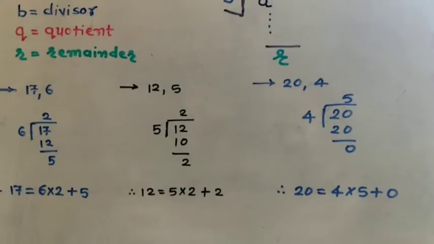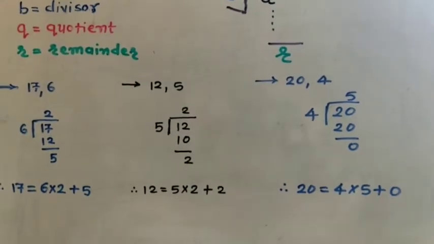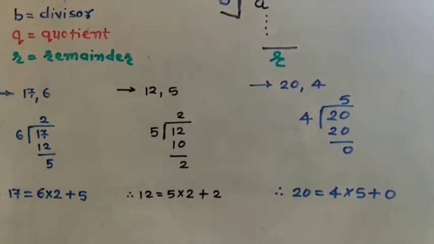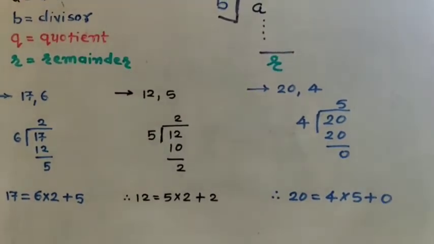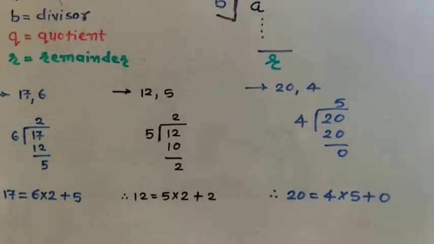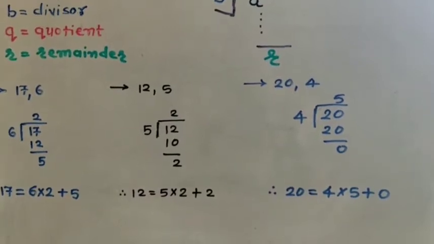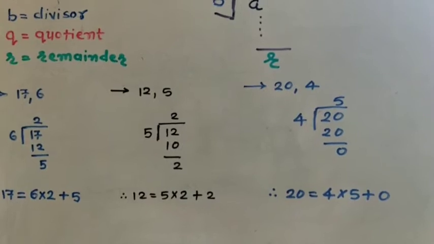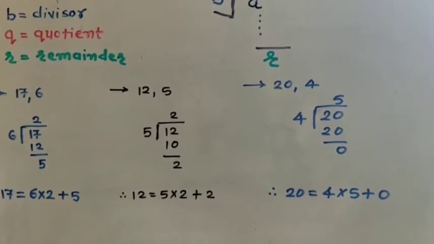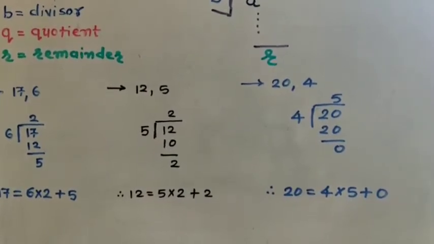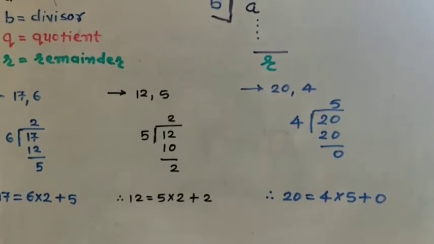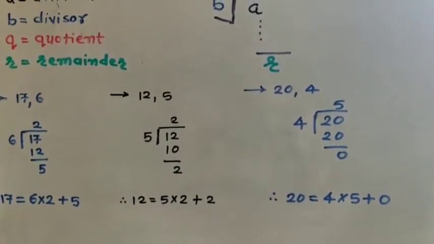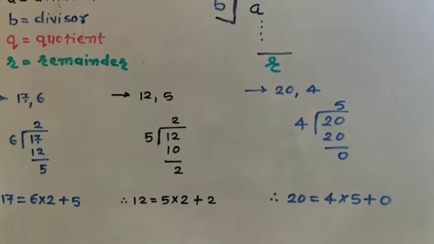Another one, 12 divided by 5. 5 times 2 is 10. So here 2 is the quotient and also 2 is the remainder. So we can write 12 is equal to 5 into 2 plus 2. Next, 20 divided by 4. 4 times 5 is 20. Here 5 is the quotient and the remainder is 0. So we can write 20 is equal to 4 into 5 plus 0.